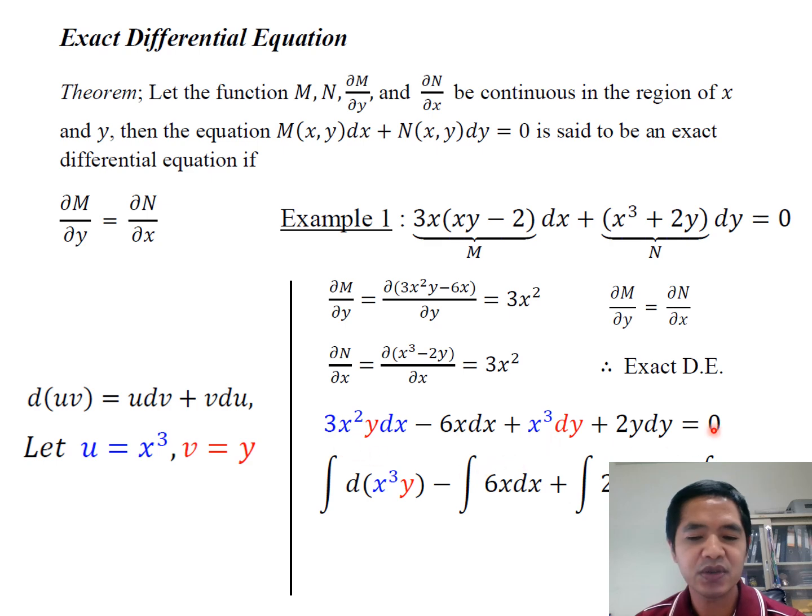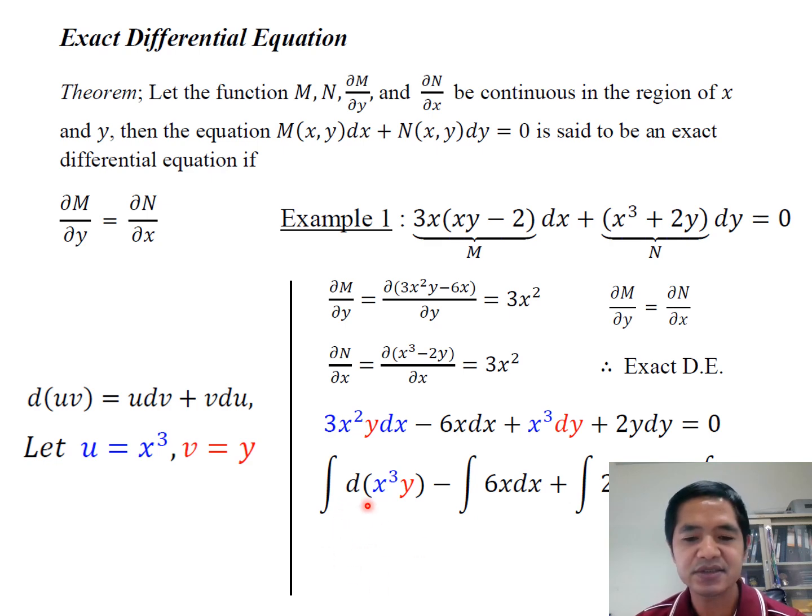So when you consider this problem, you're going to have this term and this term. They're coming from u and v. In this case u is x squared and v is y, right? So now you can combine u and v into d(uv) here, right?